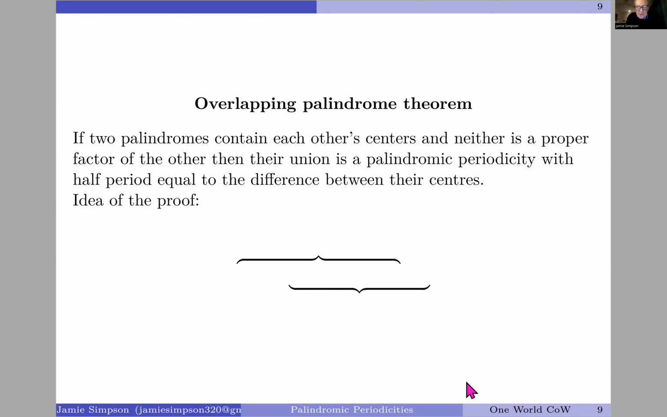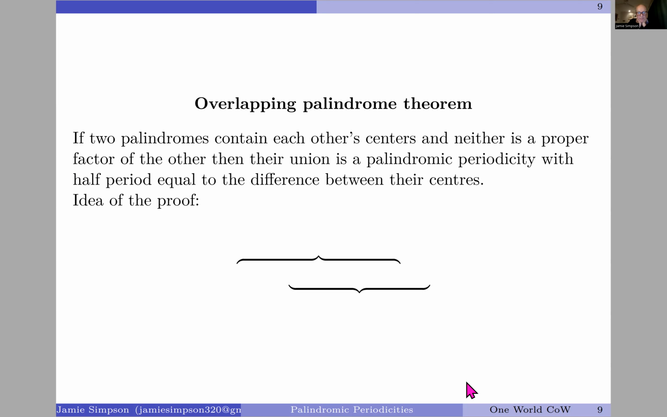Okay. The other thing, this is the more important theorem of where they occur. When you've got two palindromes which contain each other's centers, and neither is a proper factor of the other, then their union is a palindromic periodicity, with half period equal to the difference between the centers. That's something I should have said a moment ago. The period is what you expect the period to be, but the half period is the distance between the essential centers, and that's sometimes a more useful parameter to work with than the actual period.